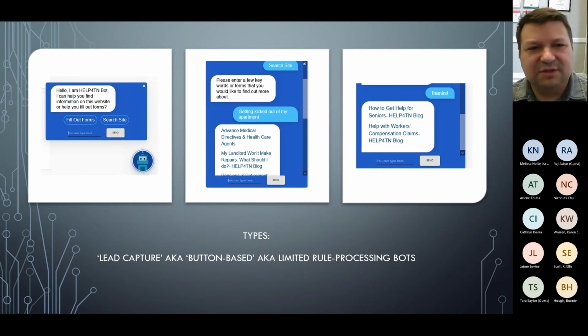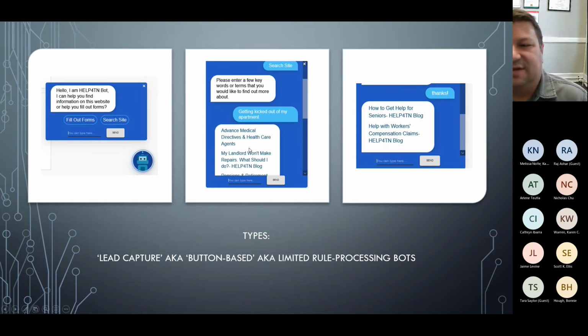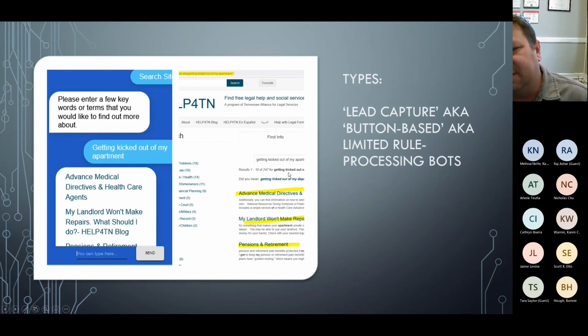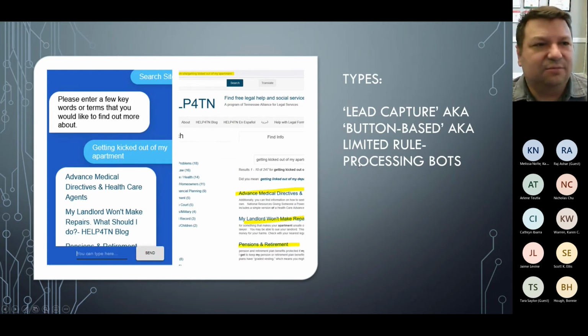It can only do a couple things. It has two buttons, fill out forms and search site. The search site feature actually just performs a site search using the same method that the search bar does. So it came back with the first link being advanced medical directives and healthcare agents, and my landlord won't make repairs. What should I do? And those are exactly in the same order. Those are the same responses you get if you just search the site. So it is presenting the same search results without using any natural language understanding.